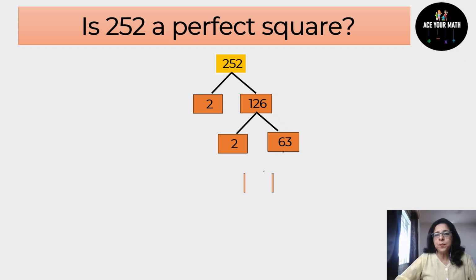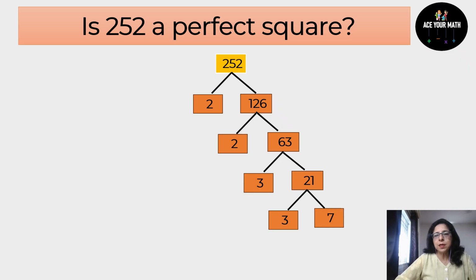You get 63. 63 is divisible by 3. You get 21. 21 is again divisible by 3 and you get 7. Now if you see, you got all the prime numbers because 7 is not divisible by any other number. So you will stop your division here. Now what all prime factors you got here? It is 2 multiplied by 2, 3 and 3 and 1, 7.